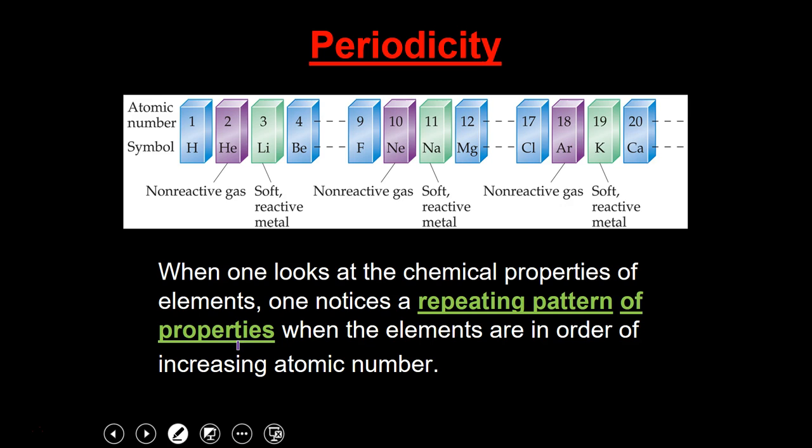So again, it all happened because we saw this repeating pattern of properties. It wasn't every 3, it wasn't every 8, it was every once in a while. It happened periodically, which led to the whole periodic table.